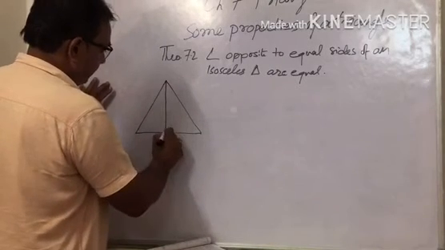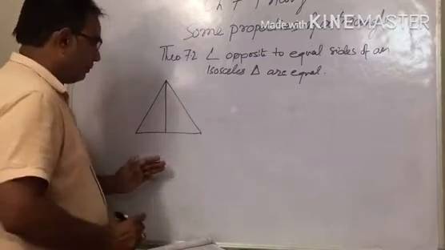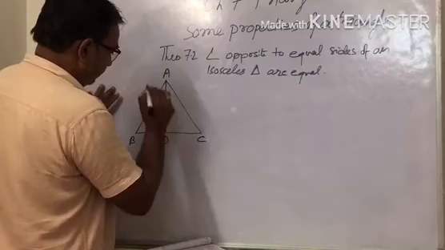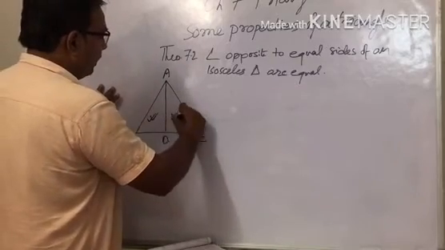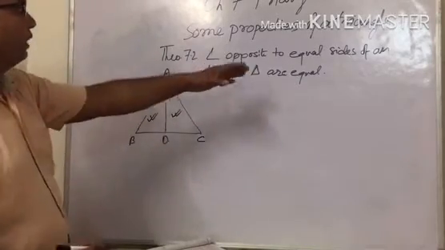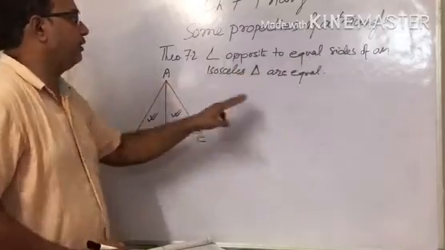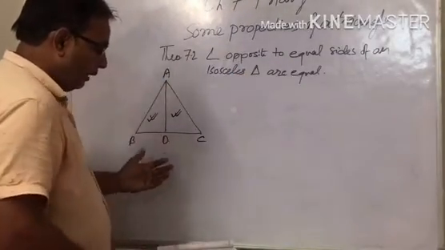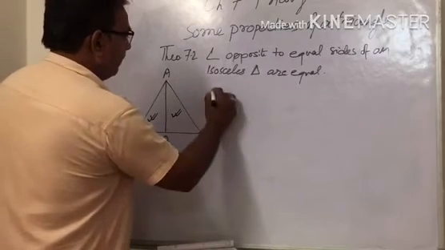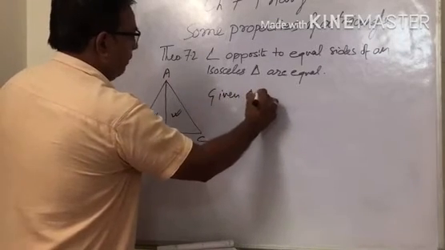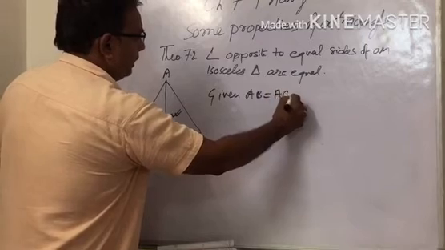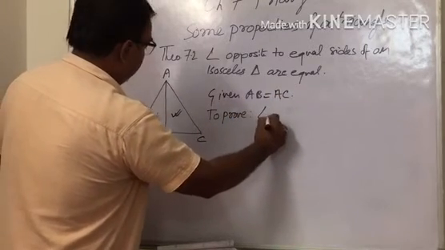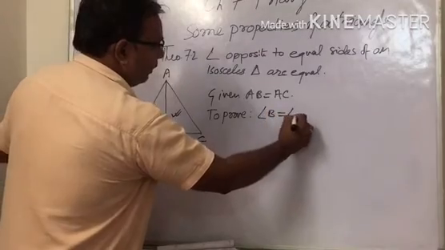We can make one... Now we have to prove these two triangles congruent, and the given is what? Angles opposite to equal sides of an isosceles triangle are equal. It means the sides are equal. This is given. So given AB is equal to AC. We have to prove angle B is equal to angle C.